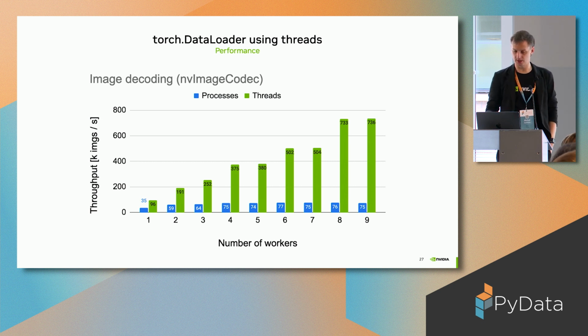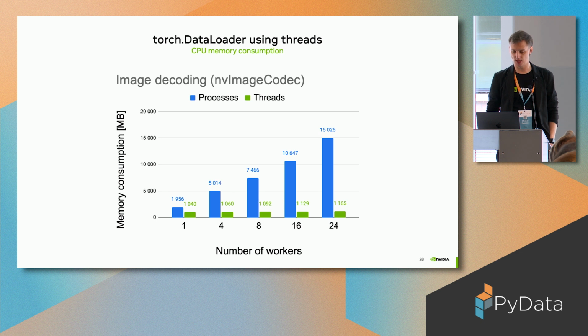In this benchmark, we also measured memory consumption. This is CPU memory consumption. Not surprisingly, when we use processes, not only do we have multiple CUDA contexts, but every process is forked from the parent process and takes some memory, right? When we have threads, we don't have this issue, right? There's only one process involved. So that was the first case.